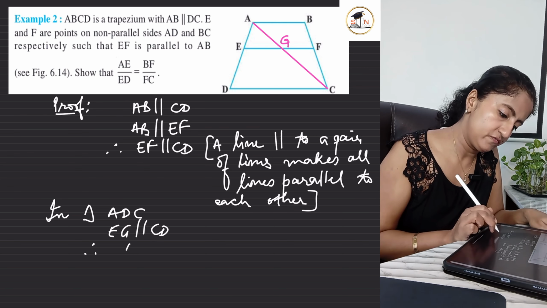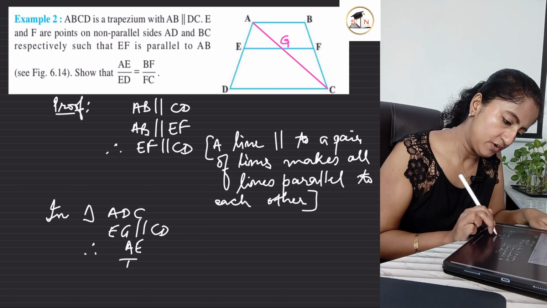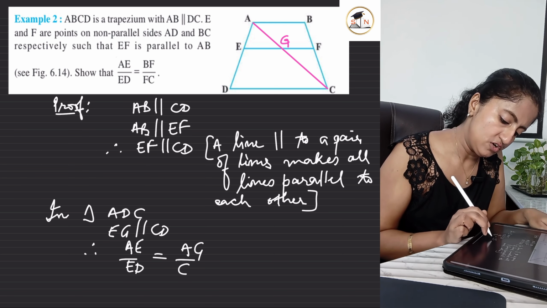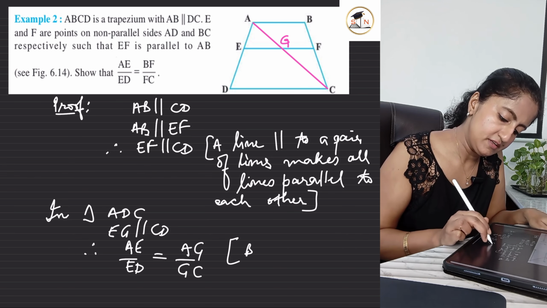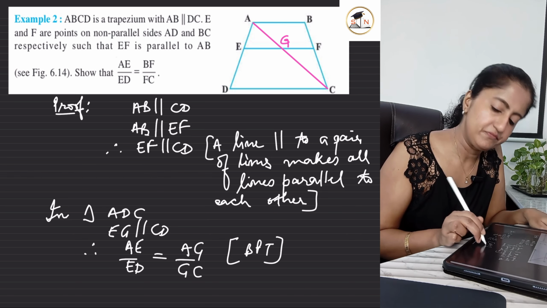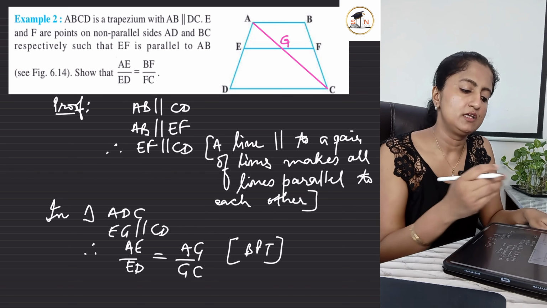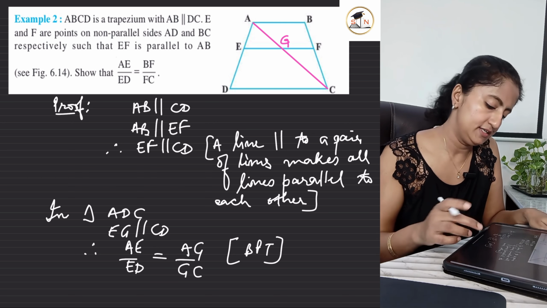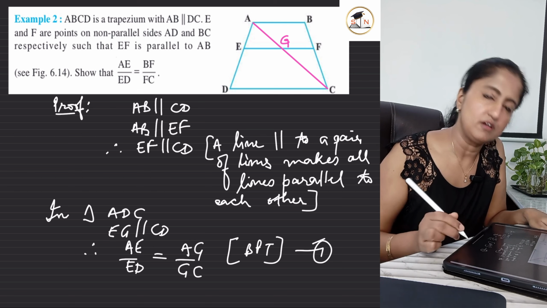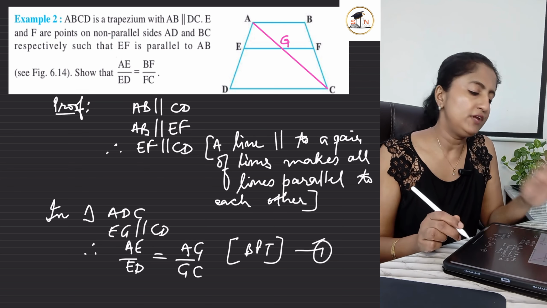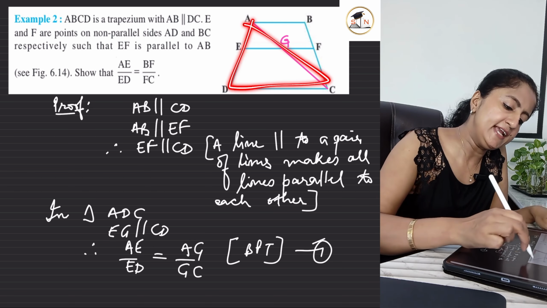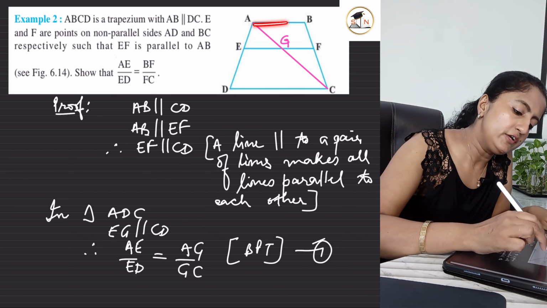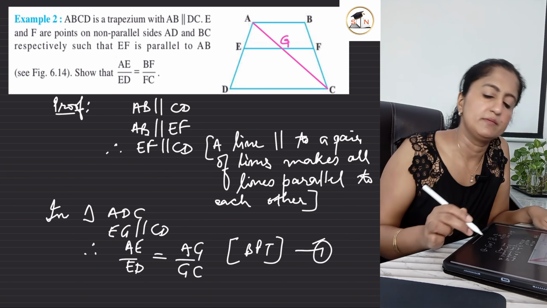So therefore, we have AE over ED equals AG over GC by BPT, right? I just did the proportion of the sides over here because of the parallel lines available. So we will mark this as 1. Now, we have used the triangle ADC as of now. Now, what are we going to do? We are going to use triangle ABC.